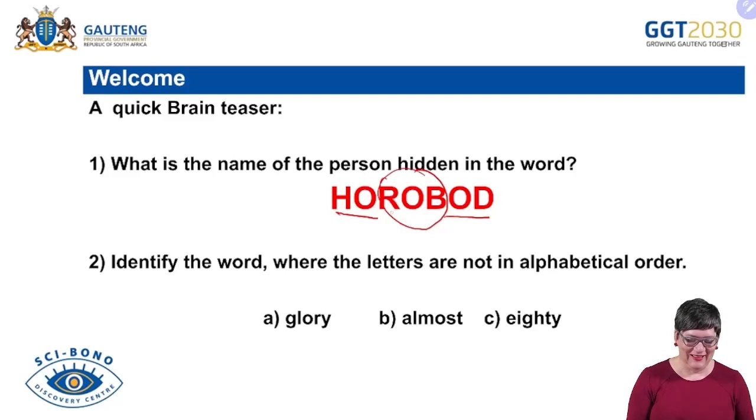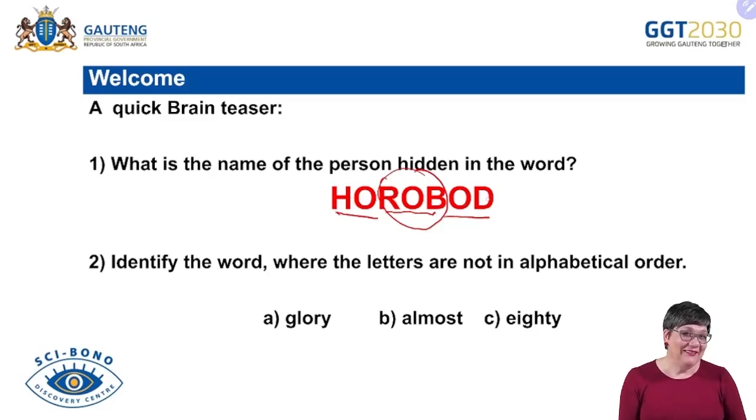Let me repeat it for you again. There's Rob, inside the hood, H-O-O-D. Clever, hey? And the second one, could you find the word where the letters are not in alphabetical order? Well, it's quite difficult, actually. And the answer was number C, 80. If you quickly went through your alphabet, you'll know that it should be G-H-I. So because of that, the I in front of a G, it's not in alphabetical order. All right, that was just a quick brain teaser to get you going.